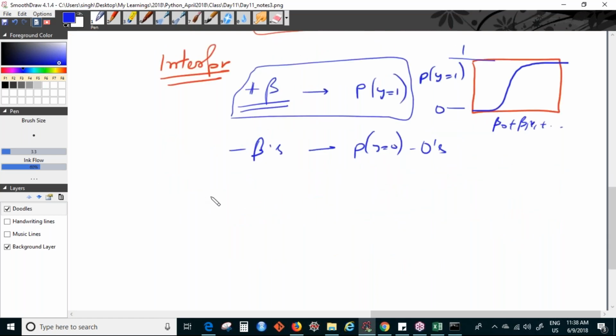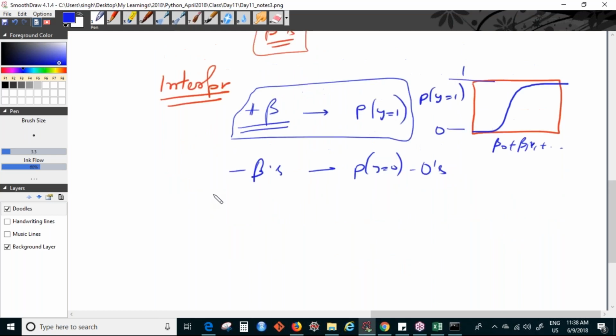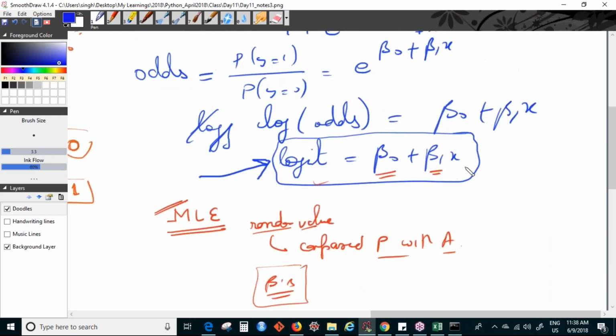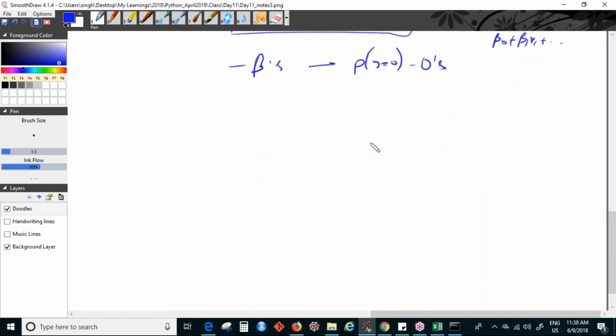Of course, using the units of the coefficients also you can. So using the logit function that we saw, if your x increases by 1 unit, your logit increases by beta 1 units. This is another interpretation of logistic regression.